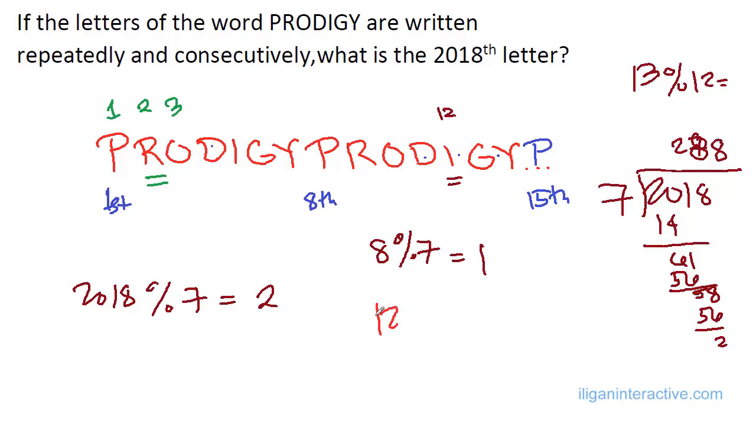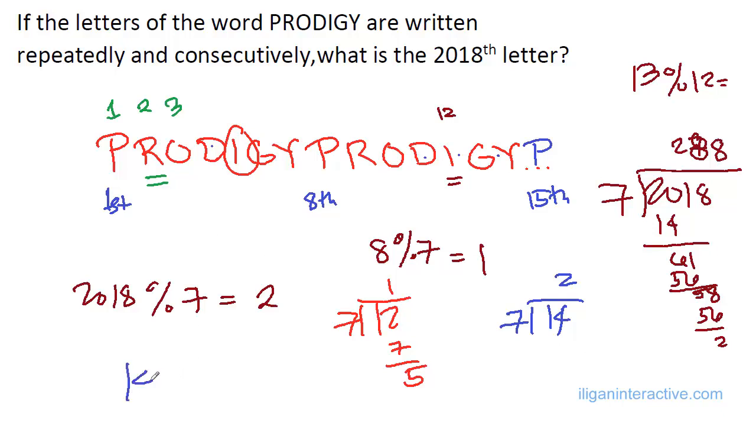Well, 12 divided by 7. You get a 1 here, and then you get a remainder of 5. And the 5th letter will be 1, 2, 3, 4, 5. That's an I. So what if it's a perfect multiple, like 14? Well, 14 divided by 7 is 2. There's no remainder, so we can say that 14 modulo 7 is equal to 0. And 0 means you are the last. In this case, that will be the last letter. Am I right?